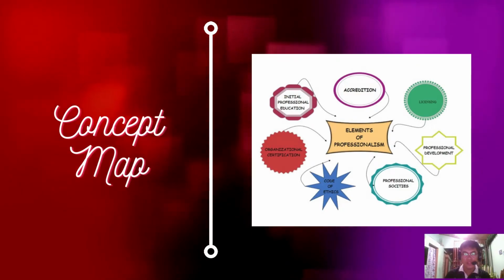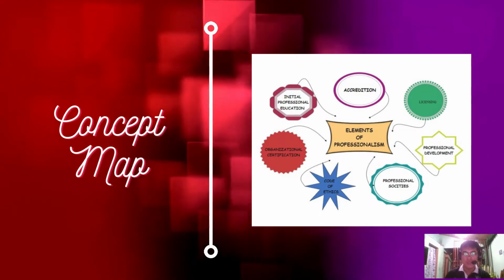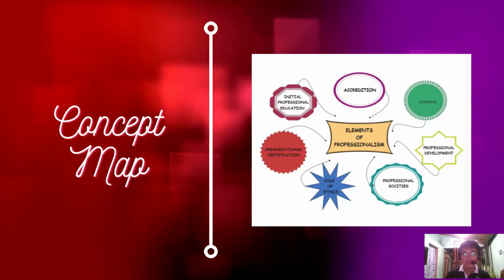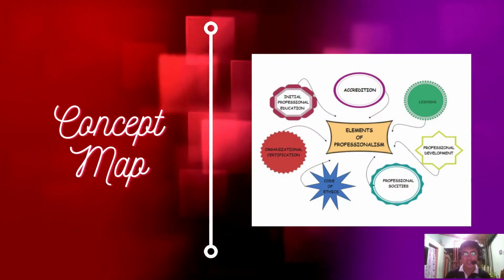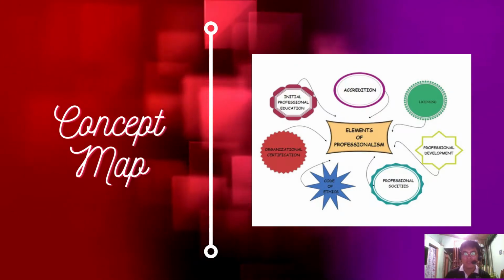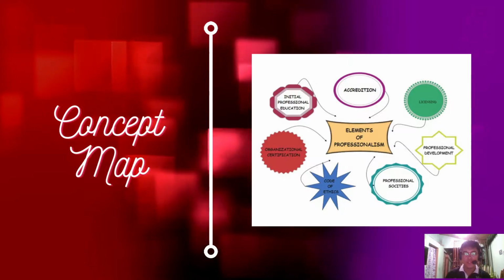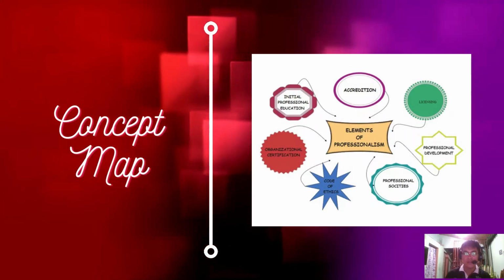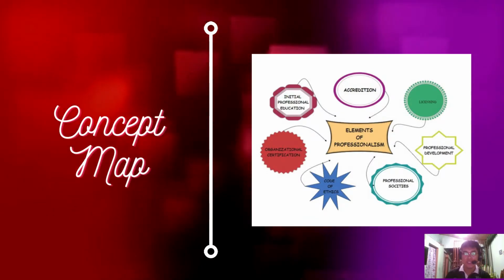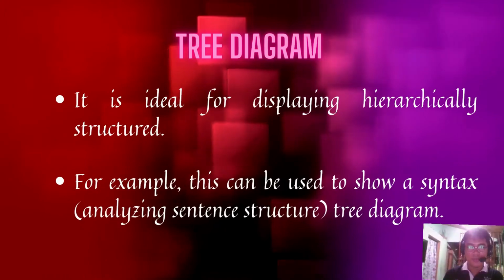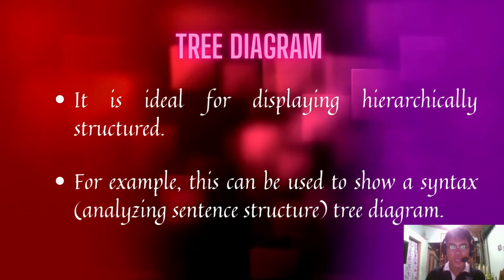Okay, so as you can see in the picture, makikita na natin sa gitna that there is the title, which is the elements of professionalism. So around it, makikita tayong iba't ibang shapes wherein yung nilalaman ng mga ito are the elements of professionalism. Okay? Next, we have tree diagram.